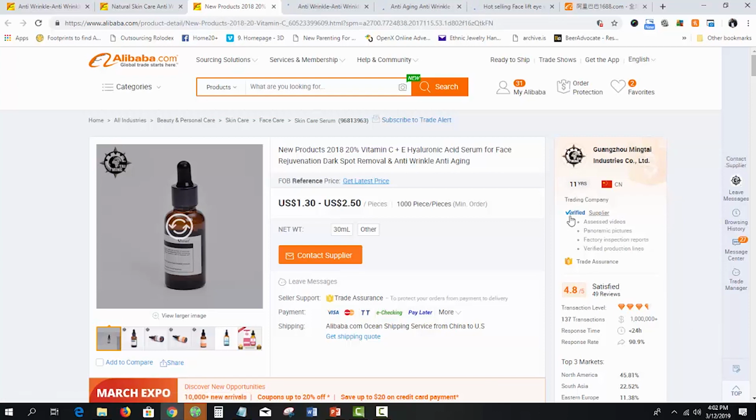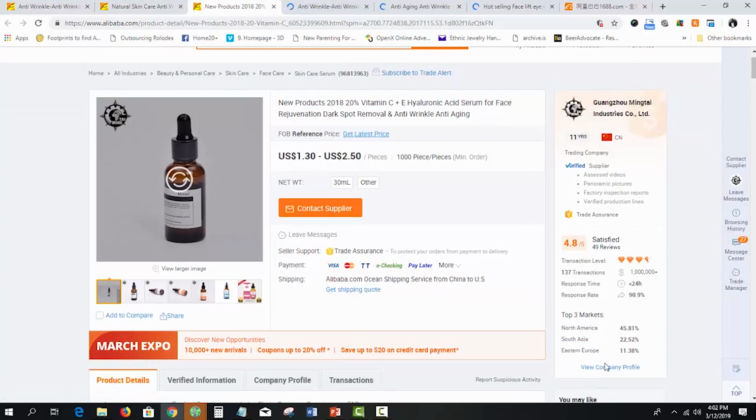So this trading company, they are verified, they have trade assurance. Look at this, they have 49 reviews. They've done over $1 million in their last 137 transactions. Certified reviews, they've been rated 4.8. Response rate is 90.9%. These are their top 3 markets, right?